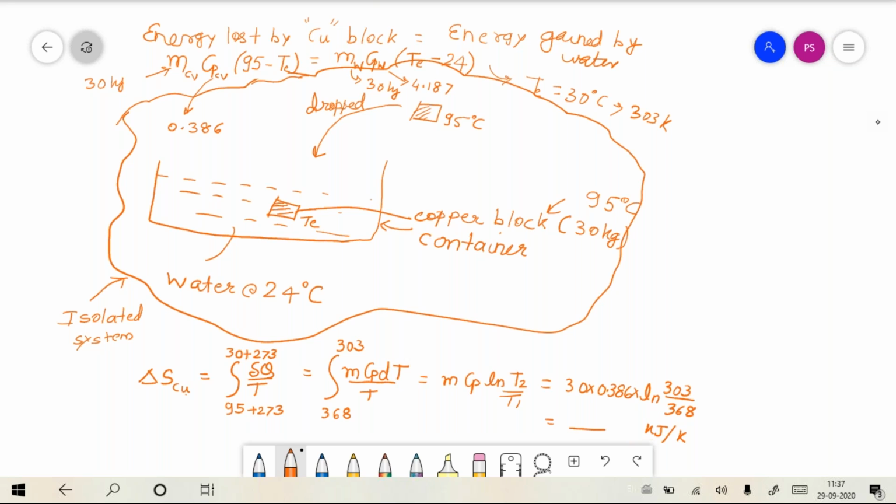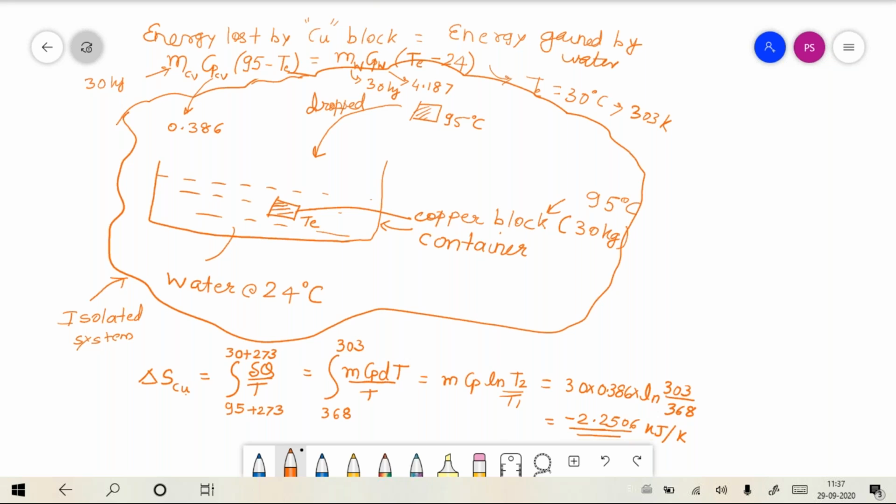Okay, so the correct answer is minus 2.25 kilojoules per Kelvin, minus 2.252. If I want to go slightly ahead, it is minus 2.2506 kilojoules per Kelvin. So that is the negative sign.